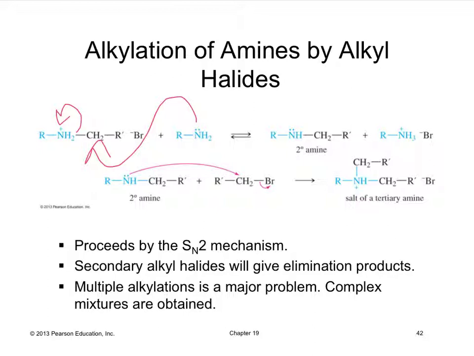So you generate your secondary amine. Now this can attack again, SN2, generating a salt of a tertiary amine. So it proceeds by an SN2 mechanism. Secondary alkyl halides will give elimination products. Multiple alkylations is a major problem, and complex mixtures are obtained.